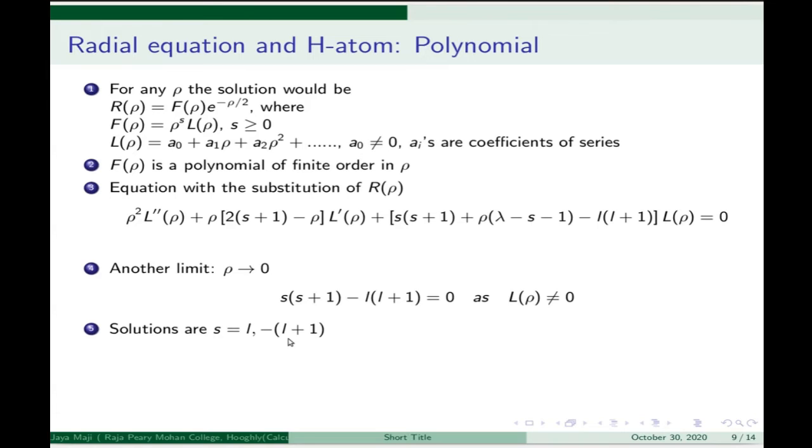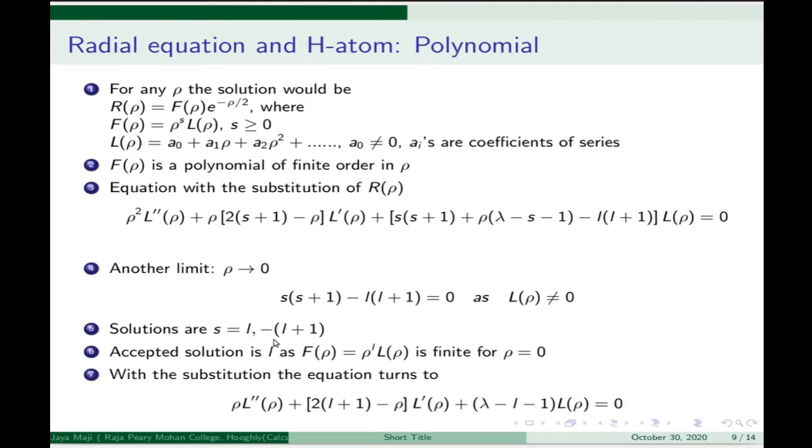Okay, so before we write the solution of R of rho, we have to remember that f of rho should be finite for the limit rho tends to 0. Therefore the possible solution for s is L, and therefore we can write f of rho as rho to the power L into L of rho.